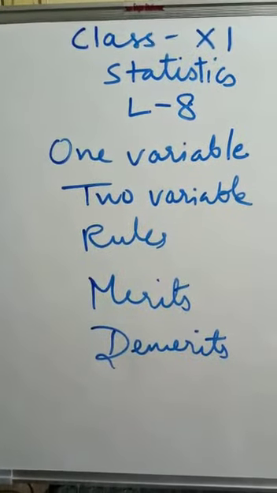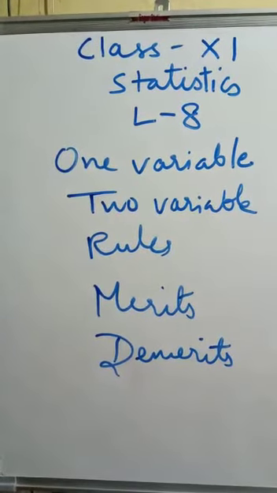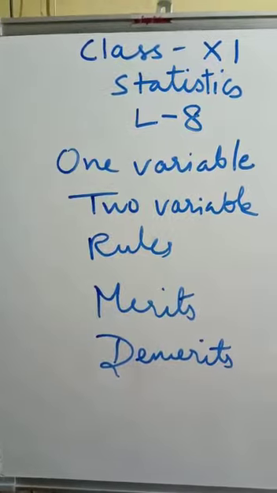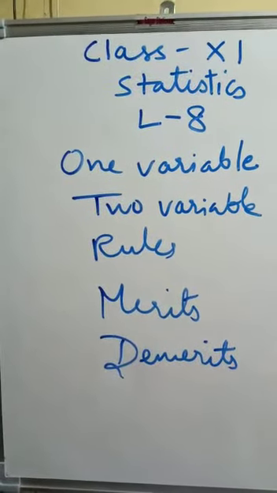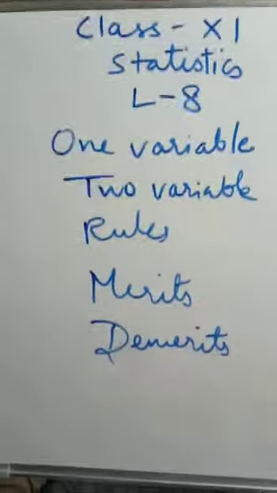Students, we are continuing with the 8th chapter of statistics of class 11, and today we are going to discuss one variable, two variable, rules for constructing a graph, and what are the merits and demerits. So, starting with one variable.